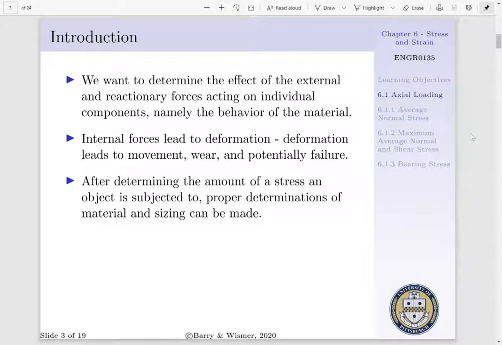For us to begin, we want to determine the effect of our external and/or reactionary forces that are acting on individual components, such that we can determine the behavior of the material. Now, internal forces, which counteract our external forces, lead to deformation of our material, and deformation leads to movement, wear, and potentially failure of our mechanical part. After we determine the amount of stress an object is subjected to due to the internal reactionary forces being generated, we can properly size or select the material such that we can prevent failure.